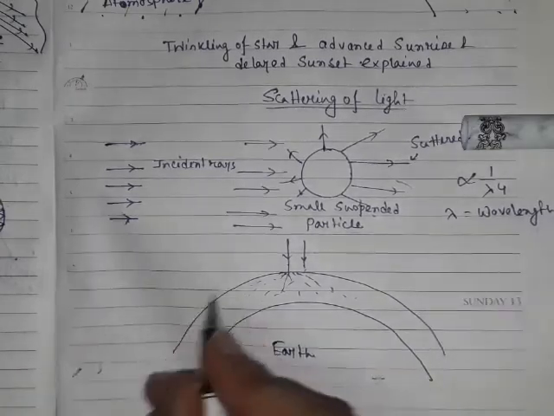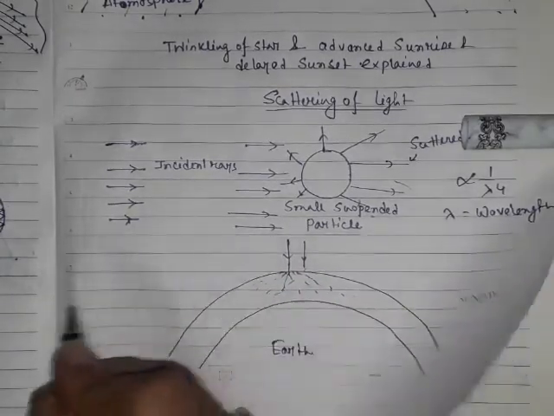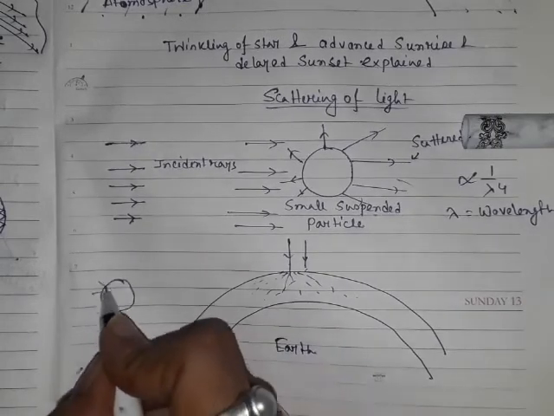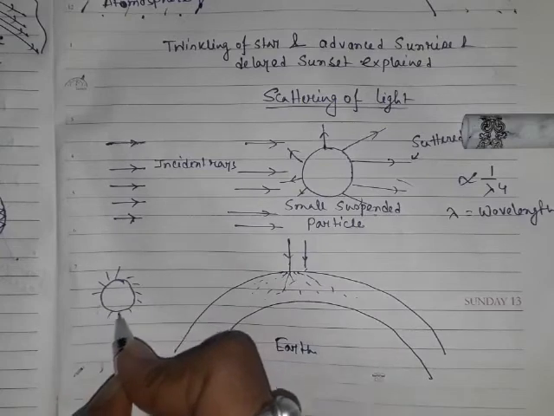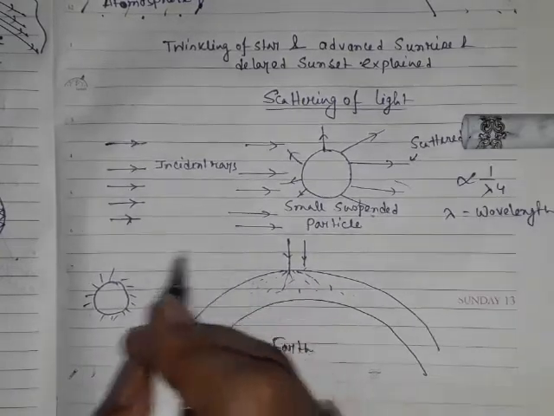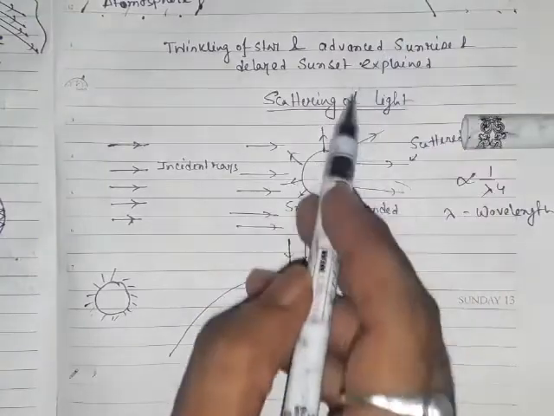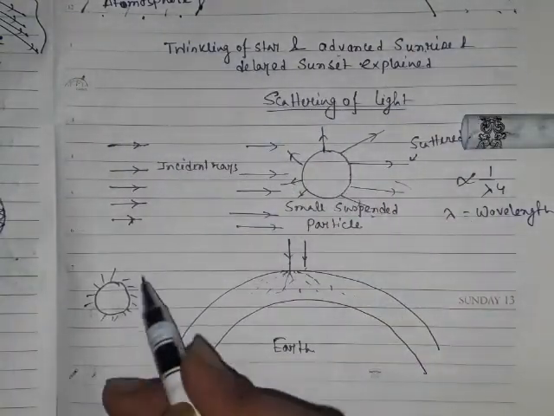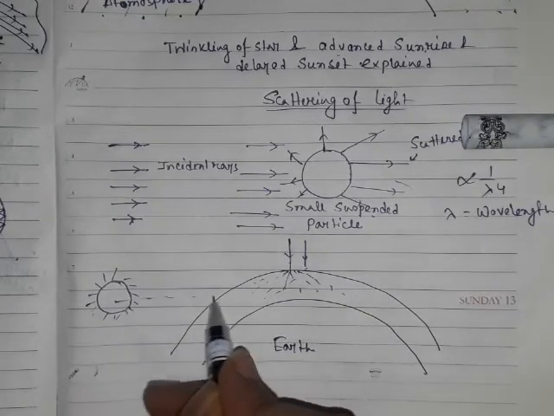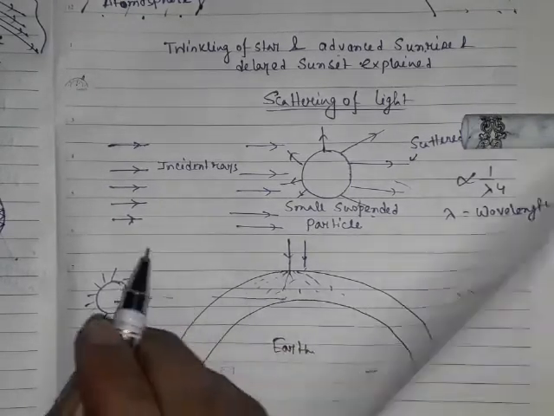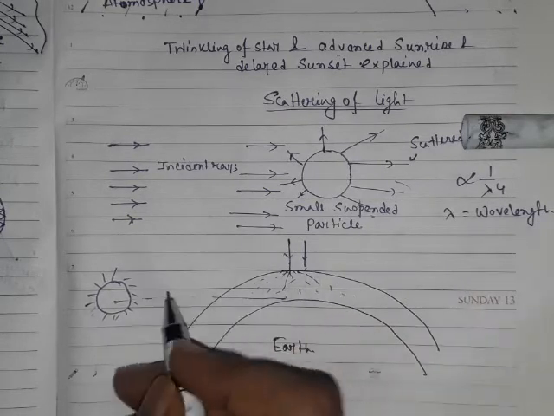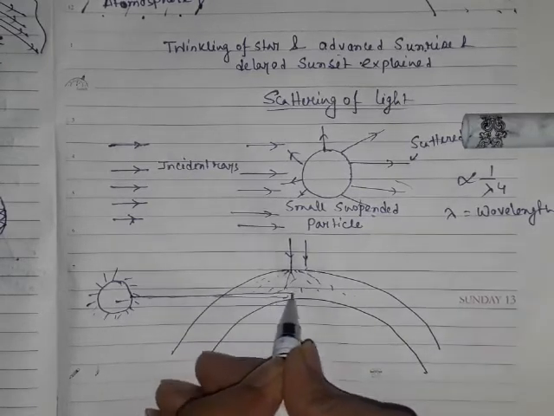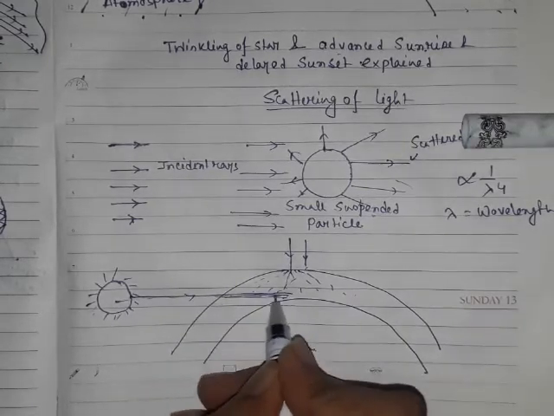Now another thing is the red sky during sunrise or sunset. The same thing happens for sunrise or sunset, where the sun is on the horizon. Just forget about advanced sunrise or delayed sunset; we are assuming that the sun is on the horizon. Without taking atmospheric refraction into consideration, we are just considering that the light is coming straight towards our eyes.